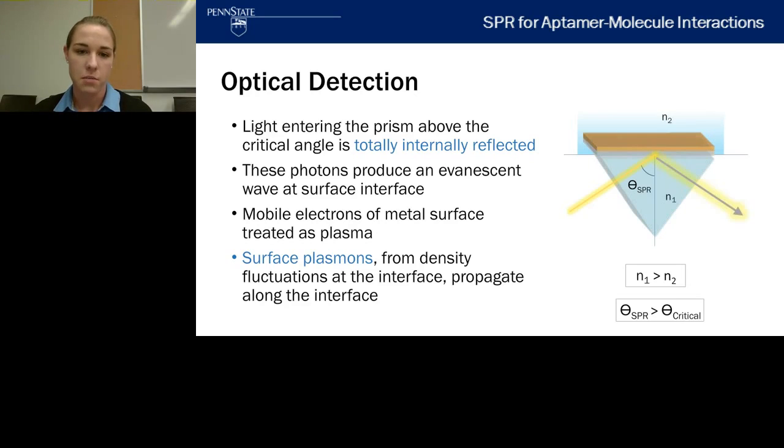Under these conditions, when light enters the prism above the critical angle, it can be totally internally reflected. This reflection and the photons that are involved in this produce an evanescent wave at the interface that decays as it goes away from the interface. About 300 nanometers is as far as it extends. When mobile electrons in this thin gold layer at the interface are moving, we can think of that more like a plasma surface since they're mobile. And surface plasmons from the density fluctuations at this interface can propagate along the surface.